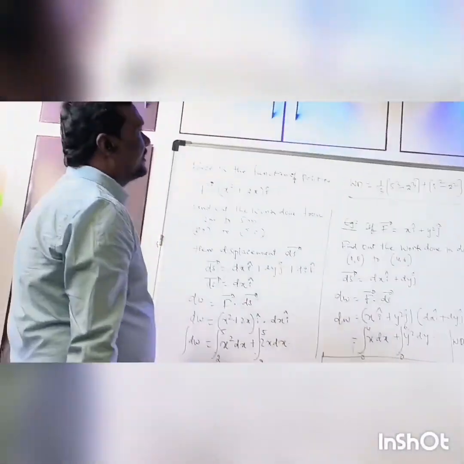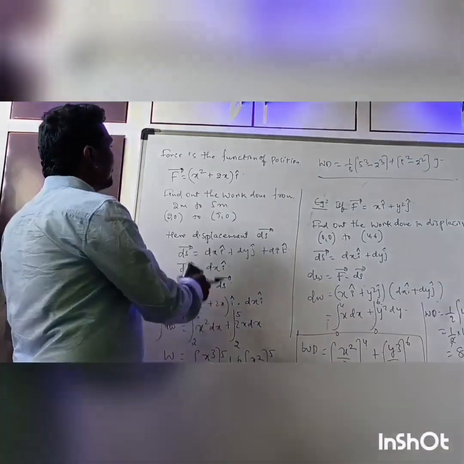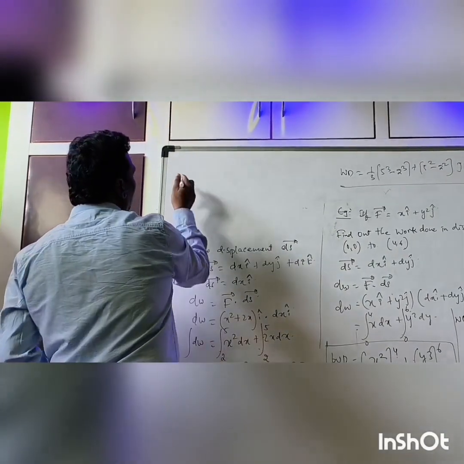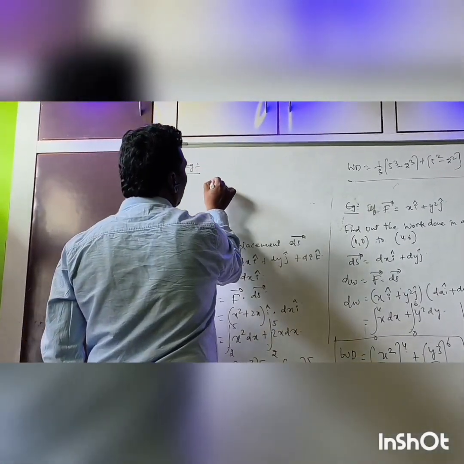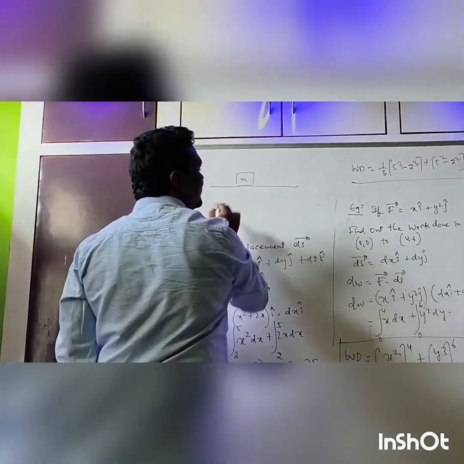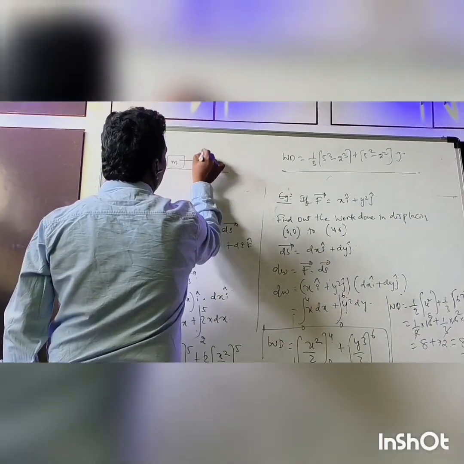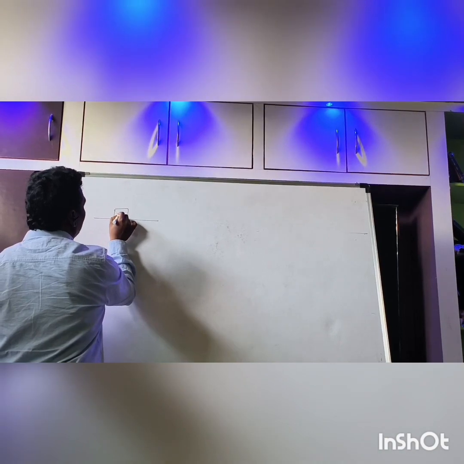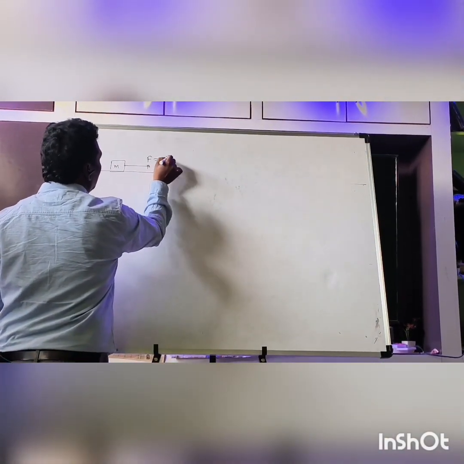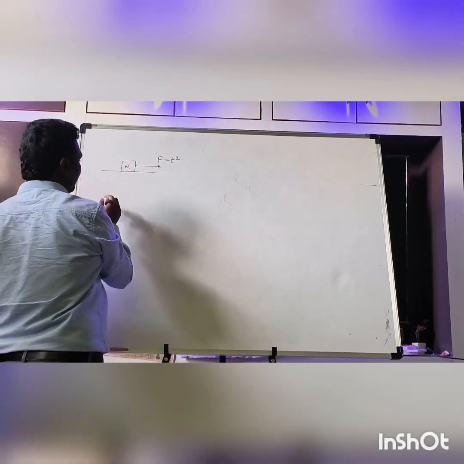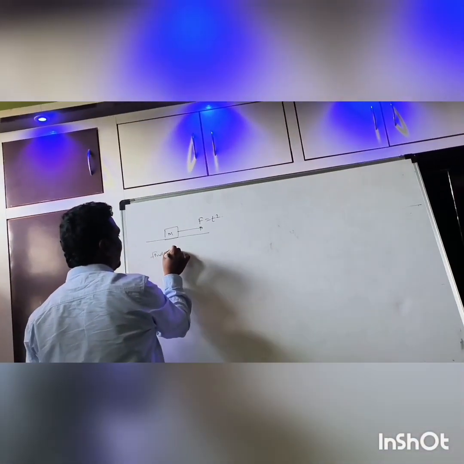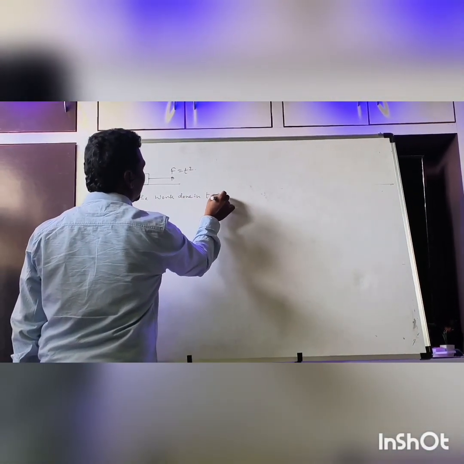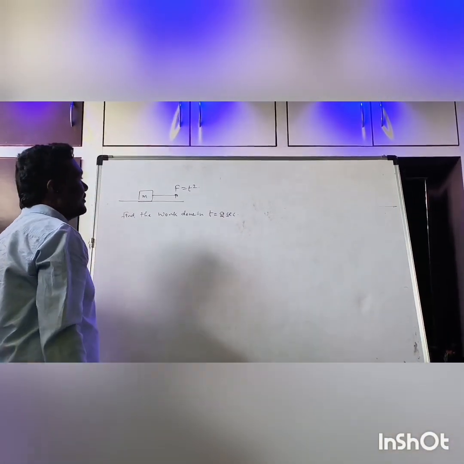We have discussed work as a function of position. Now suppose the force is given as a function of time. Let m be the mass of the body, and let F is equal to t square be the force. Since force is a function of time, find the work done in t equal to 2 seconds.